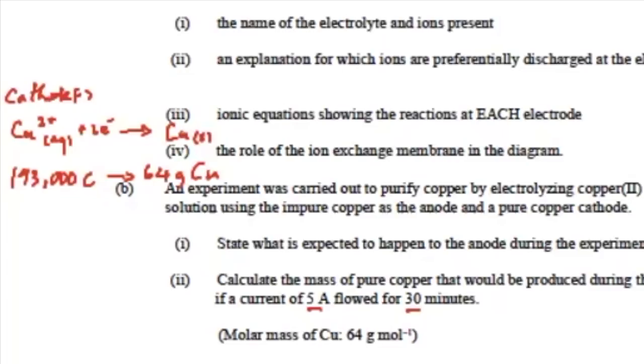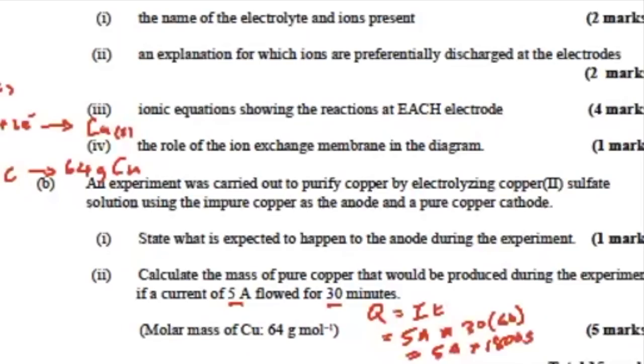So 30 minutes is equivalent to 1800 seconds. So the quantity of electricity, Q equals IT. So we're going to use 5 amperes current strength times 30 times 60. We're converting the 30 minutes to seconds. So that will give us 1800. So it's 5 amperes times 1800 seconds, which will give us 9,000 coulombs.